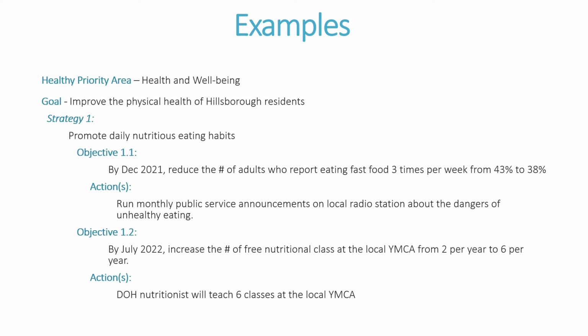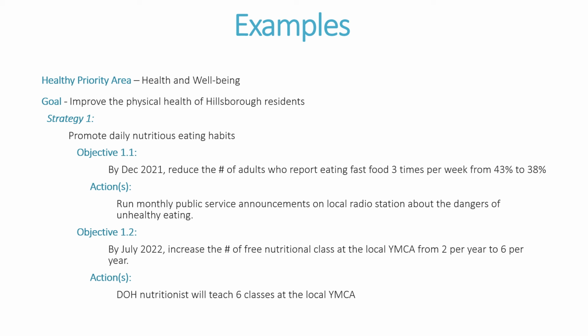The second objective, if you haven't guessed already now, is a process objective. And I know that because we are taking an actionable item to help improve the status of the community. And one of the ways that we're going to do that is by increasing the number of free nutritional classes, which currently sits at 2, and we want to up that to 6.